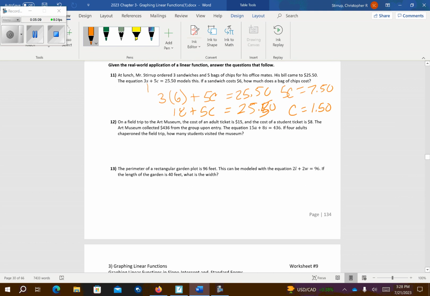The perimeter of the rectangular garden is 96 feet. It can be modeled by 2L plus 2W equals 96. If the length of the garden is 40, what is the width? So this is the length. So if we plug it in for that, I get 2 times 40 plus 2W equals 96, which is 80 plus 2W equals 96. Subtract 80 from both sides and divide by 2. So it looks like the width is 8 feet. And that's it.